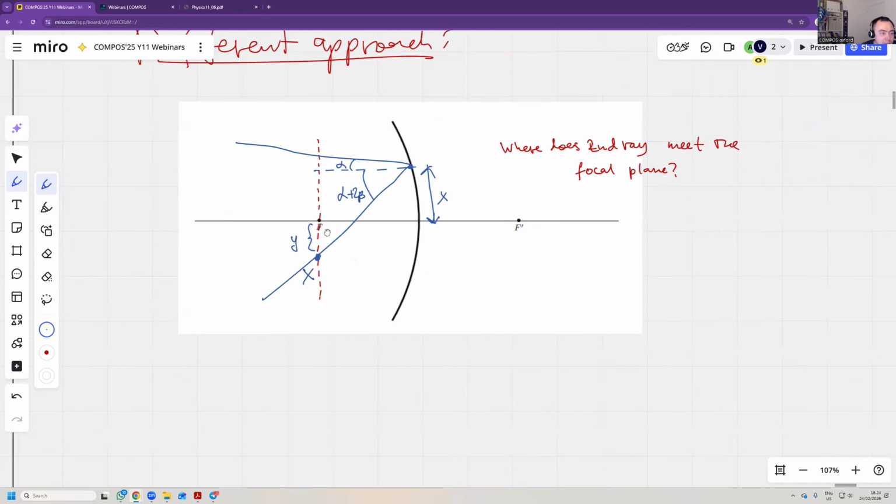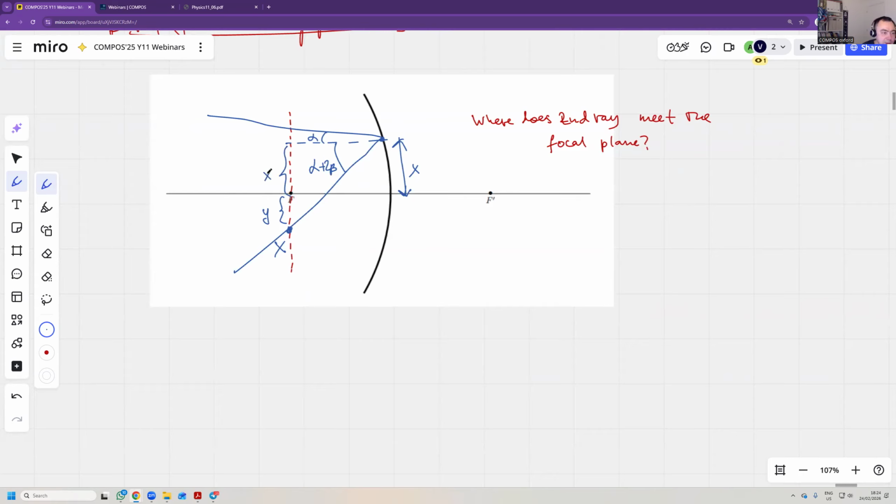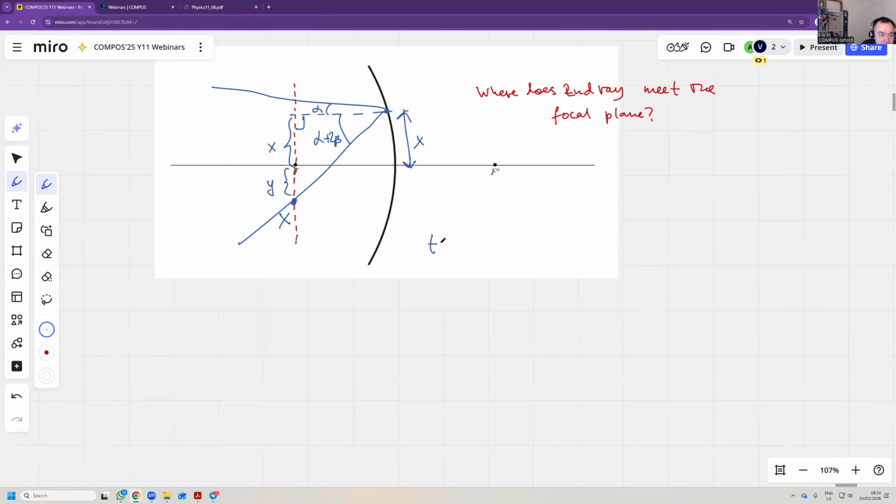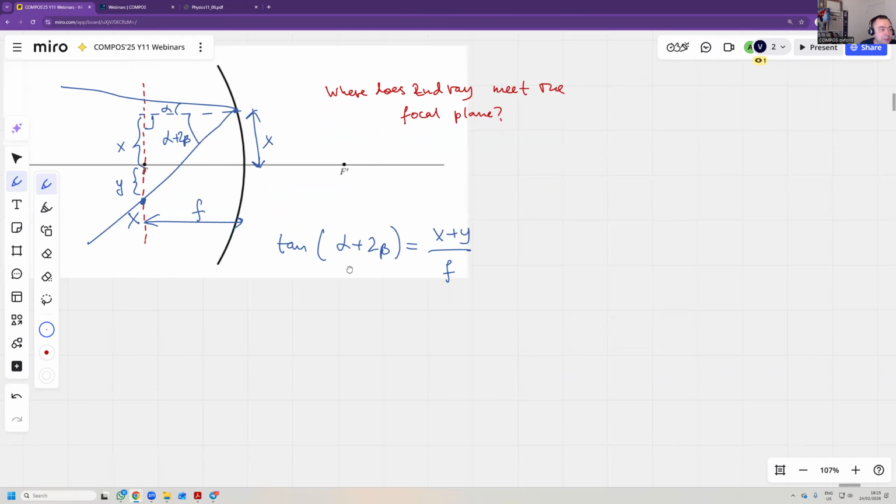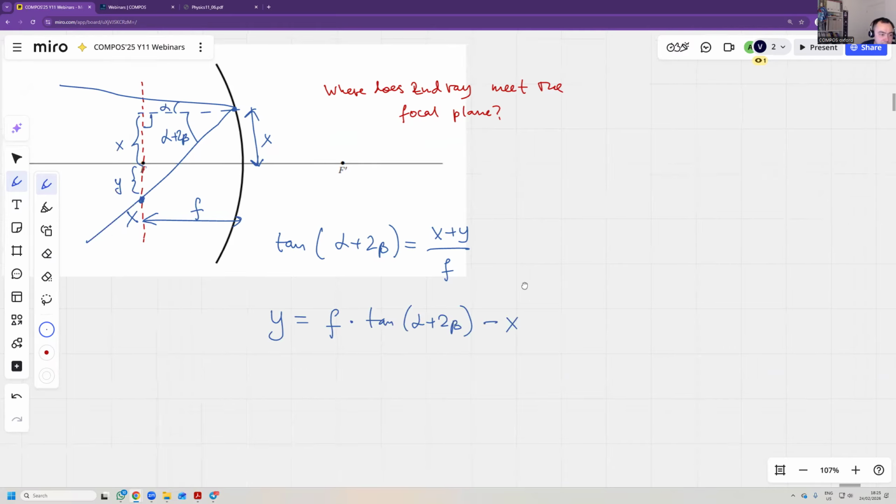2 beta. And this is, of course, X. So we can say that tangent of alpha plus 2 beta is equal to X plus Y divided by F, because this is F. Therefore, we need to find Y. So Y is equal to F multiplied by tan alpha plus 2 beta minus X.